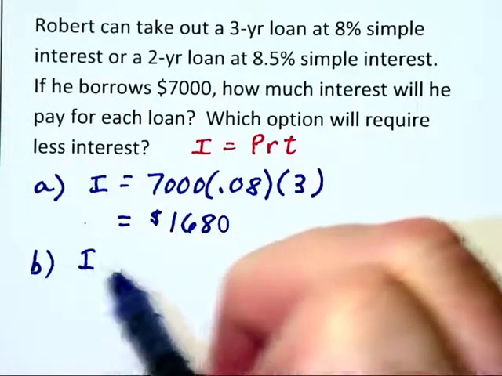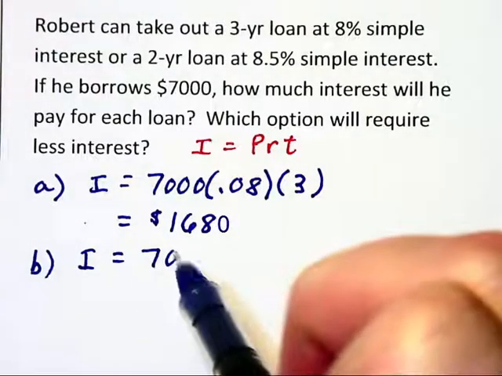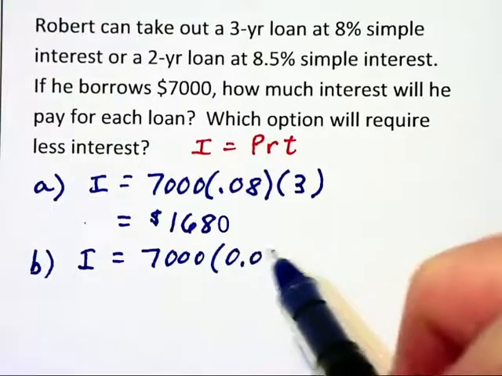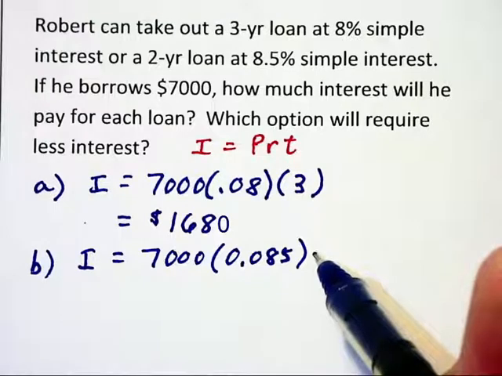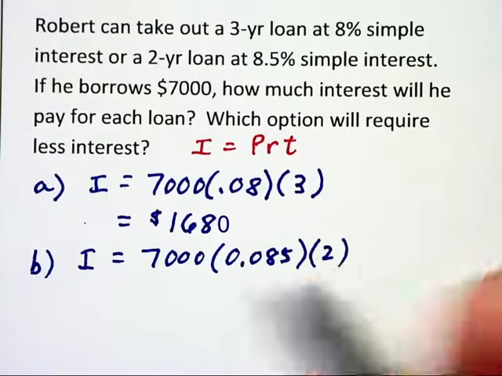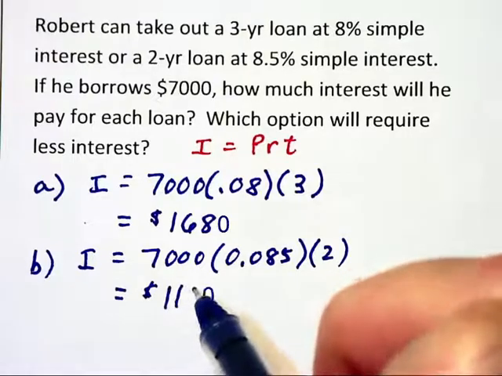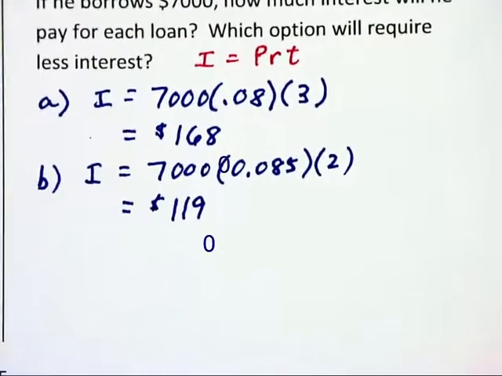Likewise, let's do the same thing with his second option, $7,000, this time times an 8.5% interest rate for 2 years. Multiplying this out on the right-hand side finds that the interest is $1,190. Which option will require less interest?